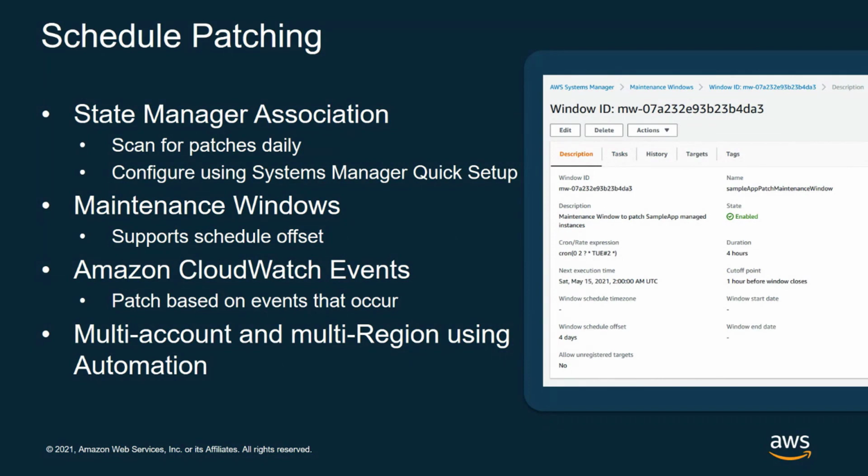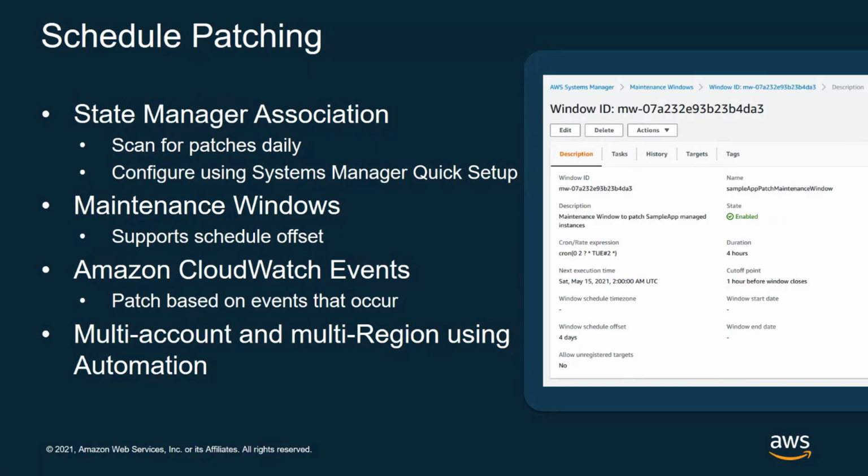Patching operations can be scheduled in multiple different ways, which each have their own benefits. Systems Manager best practices recommend that you perform daily patch scans using State Manager associations. In order to quickly configure these associations across your entire environment, you can use Systems Manager Quick Setup, which was talked about in episode 3. State Manager associations can also be used for scheduling the installation of patches using a cron or rate-based expression.